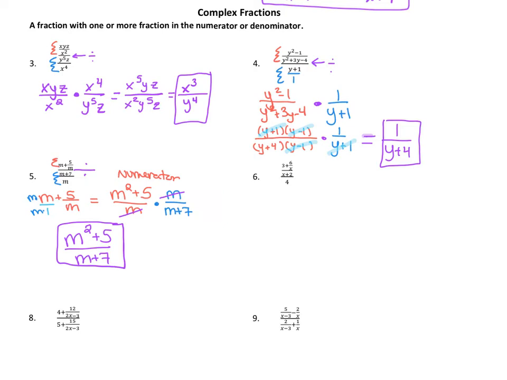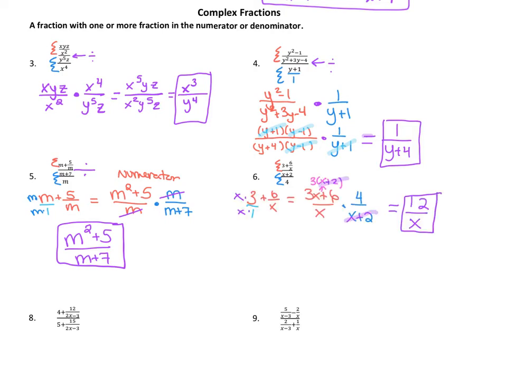Go ahead and give example 6 a try. Remember, I'll give you a little hint here. My numerator is the 3 plus 6 over x, and my denominator is the x plus 2 over 4. So go ahead and simplify that, play the video when you're ready, and we'll go over it.